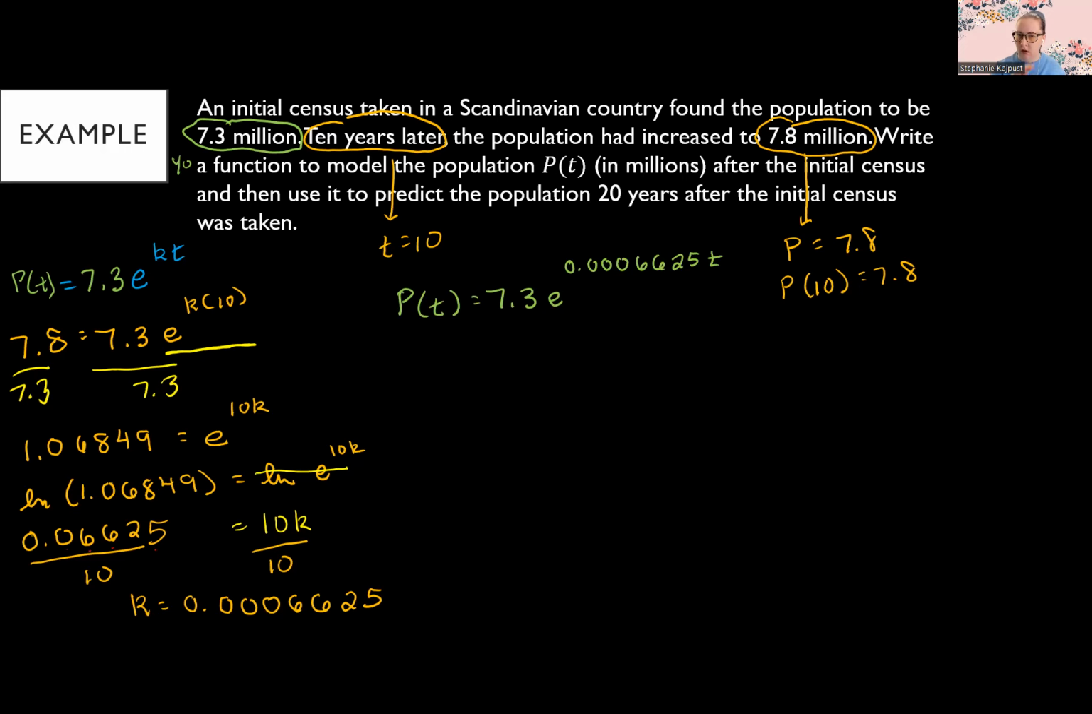So I did the first part. It said write a function to model the population. So we've got that function. And then the second part is to use it to predict the population. So before we do the prediction part, are there any questions here?